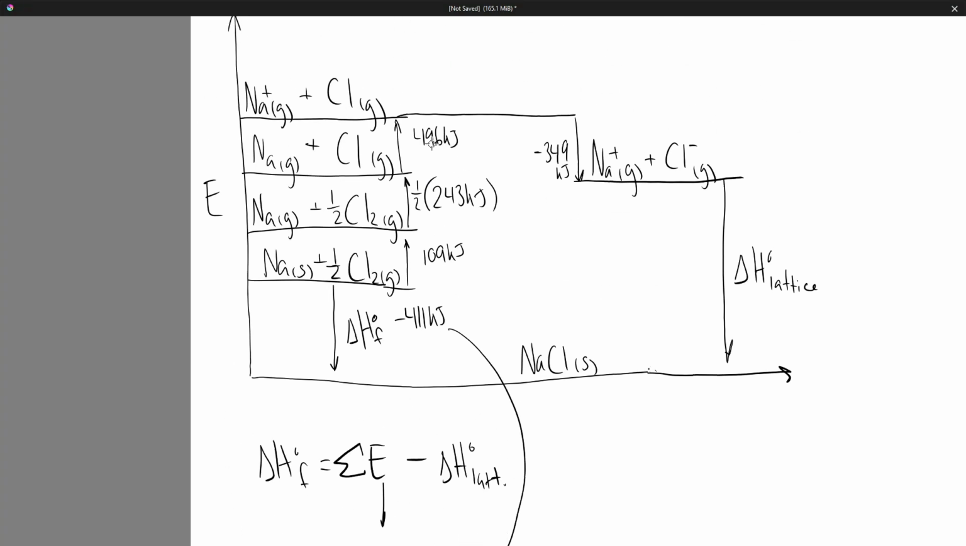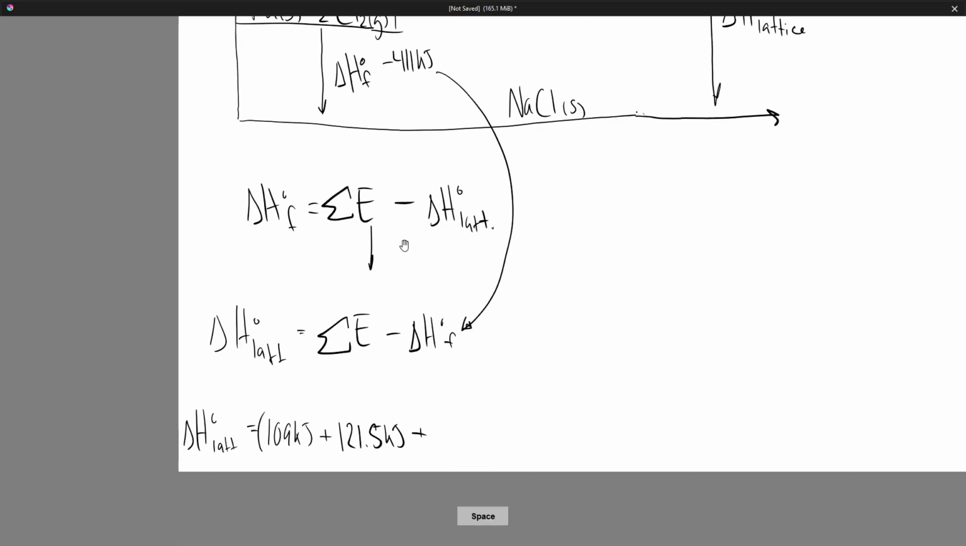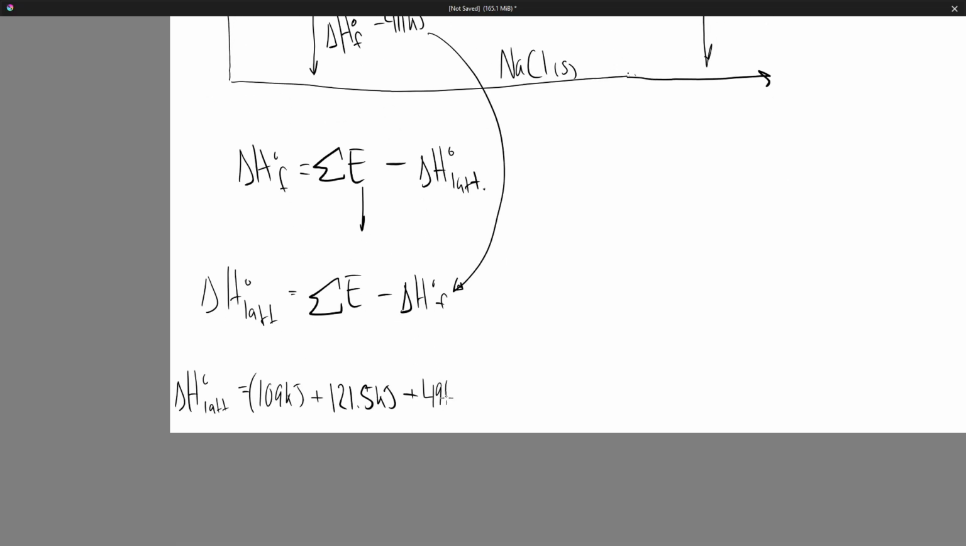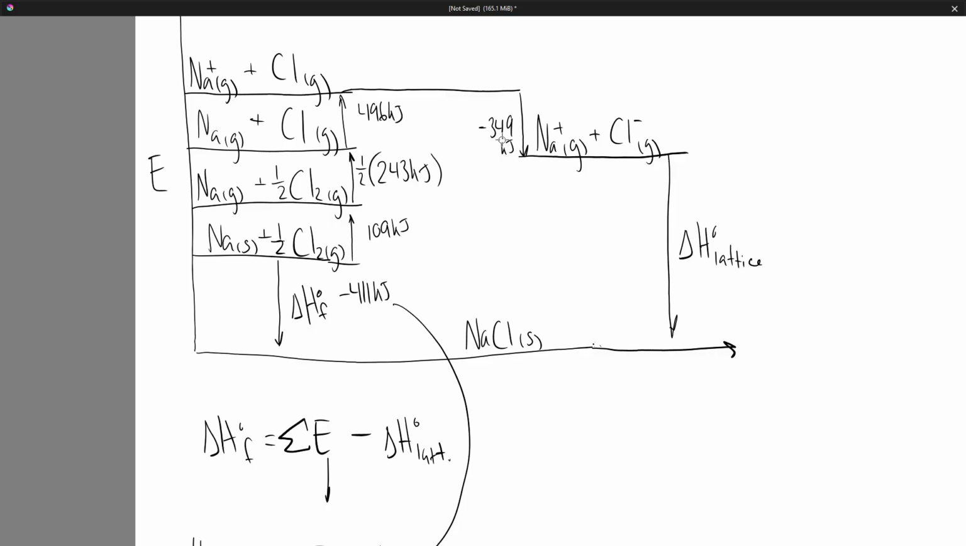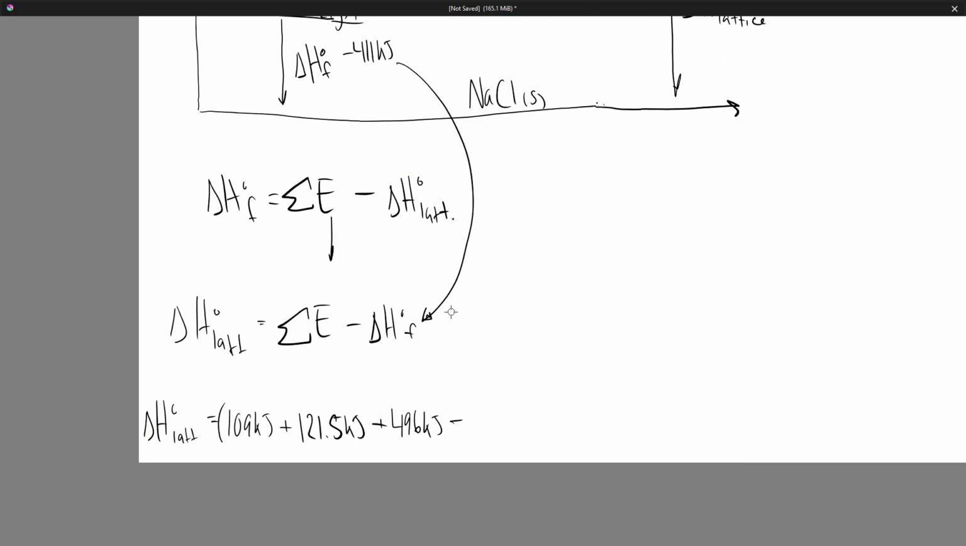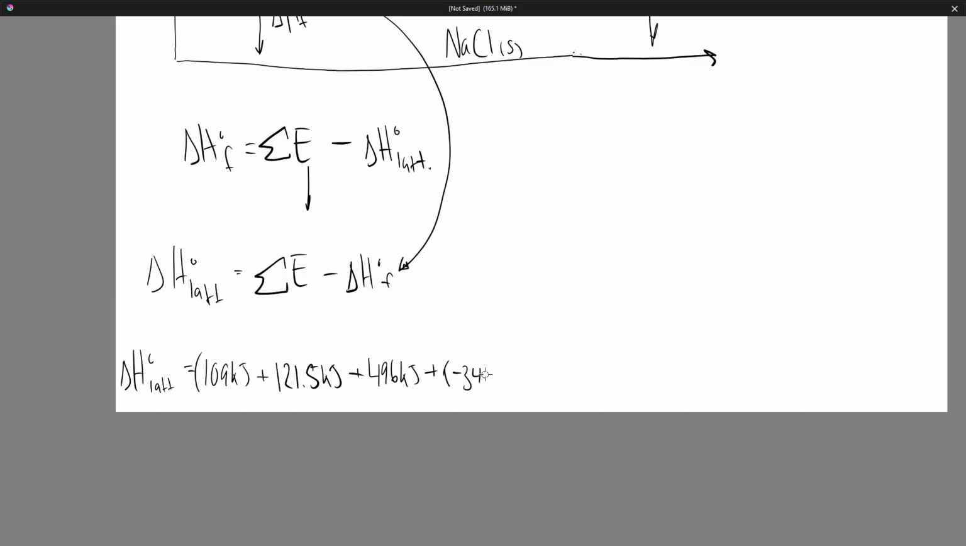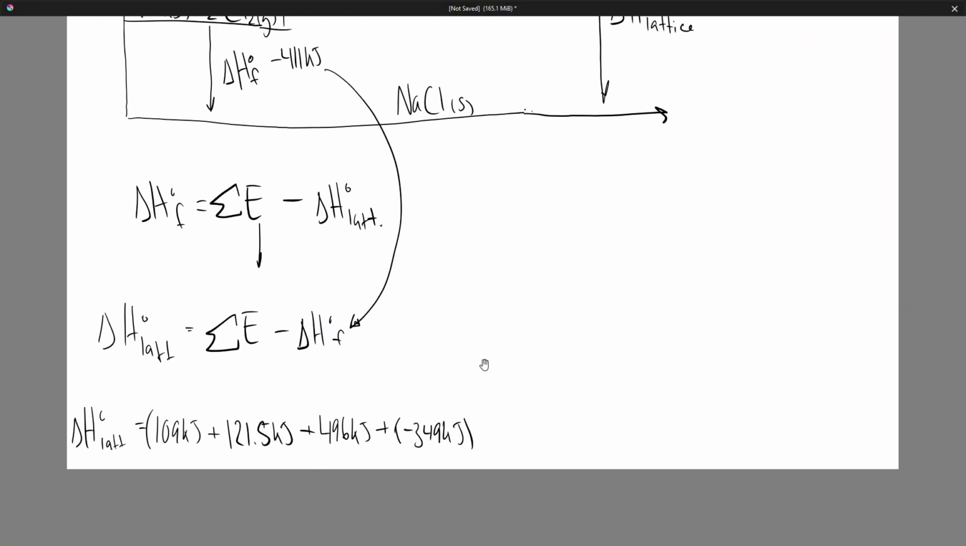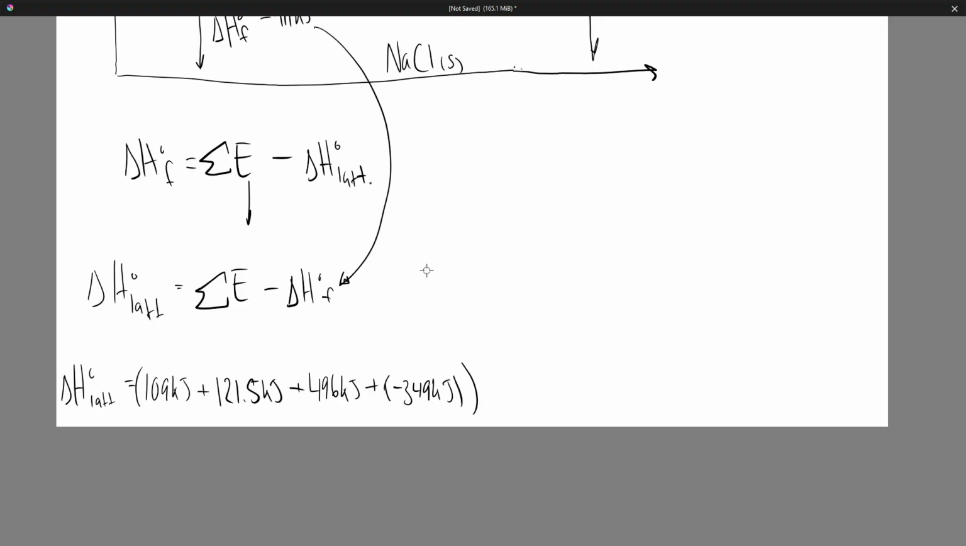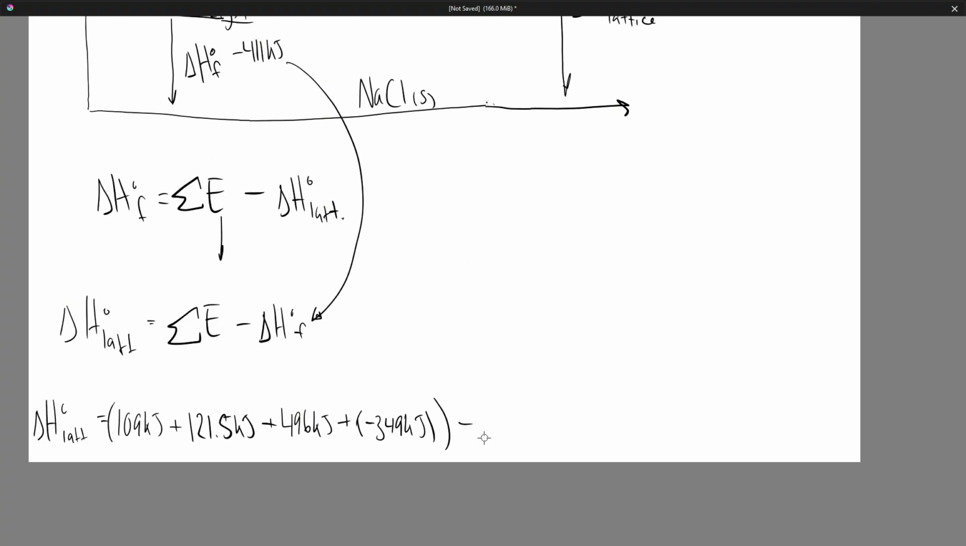Plus 496 kilojoules, minus this since it's negative. Or you could do it traditionally, like plus minus that, which is 349. Either way, it's minus. And finally, you subtract the heat of formation. So it's minus a negative energy. So in reality, you're adding it.